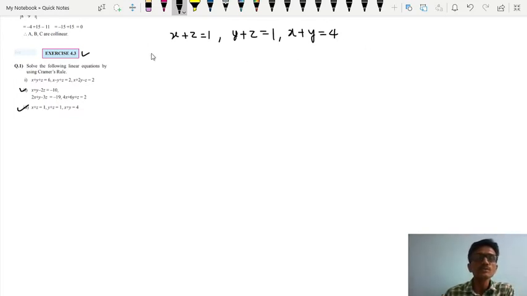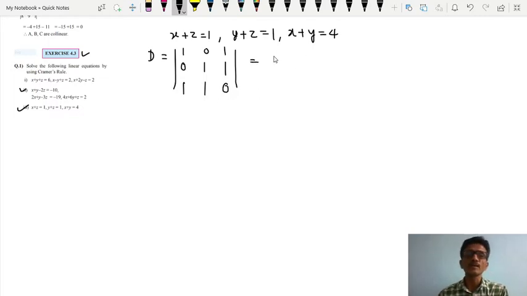So let us find D, that is the determinant of the coefficients of x, y, z. There is no y term here, which means its coefficient is 0. There is no x term here, so its coefficient will be 0. Here x is 1, and y and z are absent, so 0. So expand this determinant. 1 into 0 minus 1, minus 0, plus 1 into 0 minus 1, and this gives us minus 1, minus 1, minus 2.